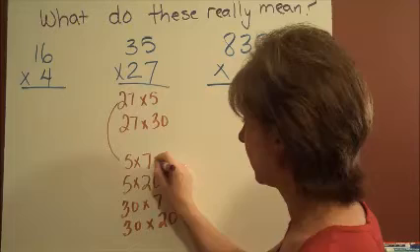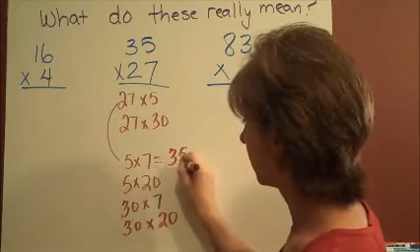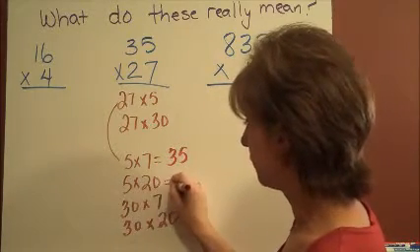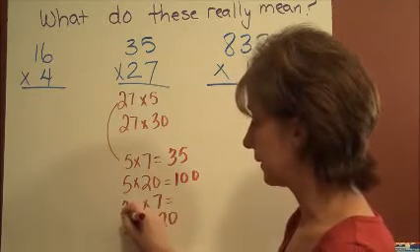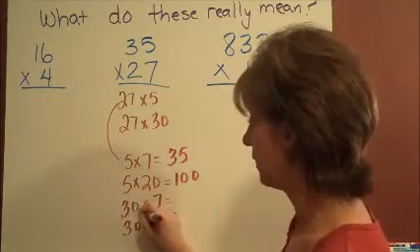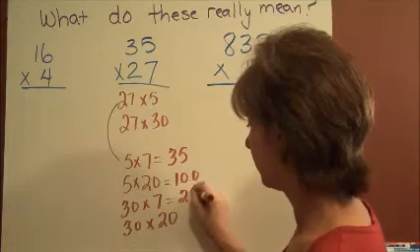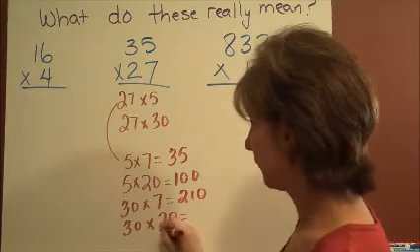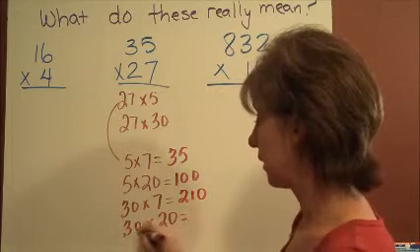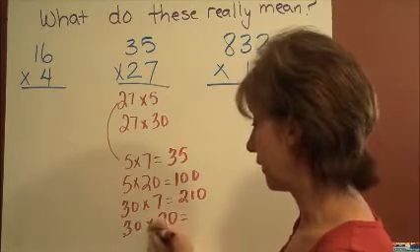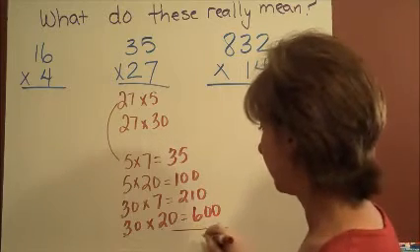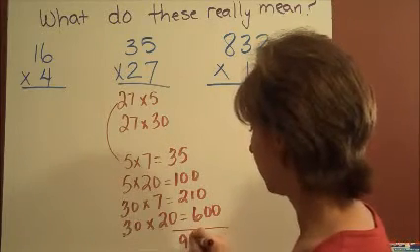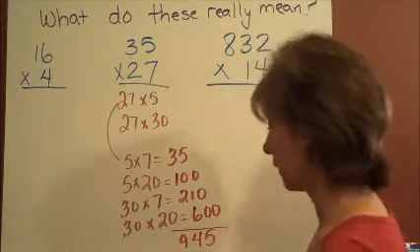So if I multiply each of these, 5 times 2 is 10 with a 0. 3 times 7 is 21. So 30 times 7 is 210. 3 times 2 is 6. So 30 times 20 is 600. And then adding these together gives me 945.